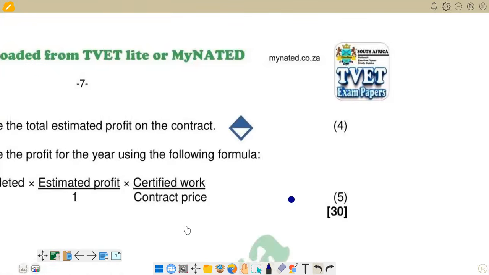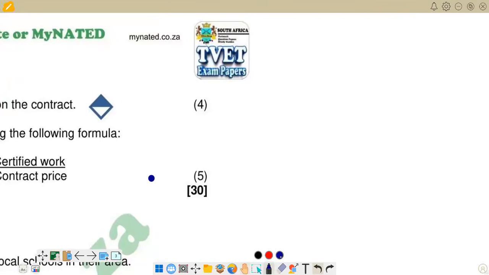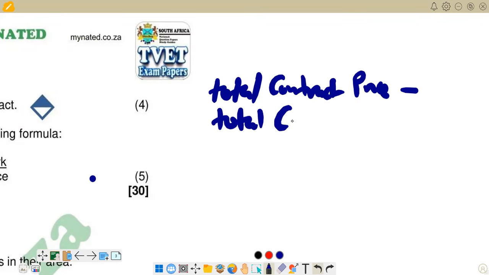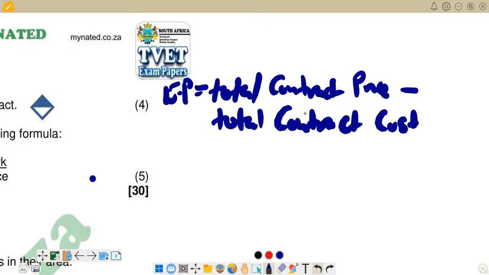Let's try to create some space here. To get the estimated profit that we want, we are going to say total contract price, then we subtract total contract cost. So this is the estimated profit. So this is the formula for estimated profit.